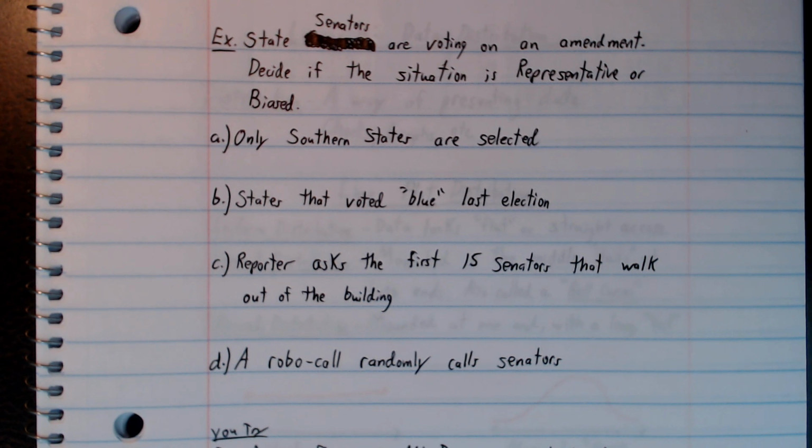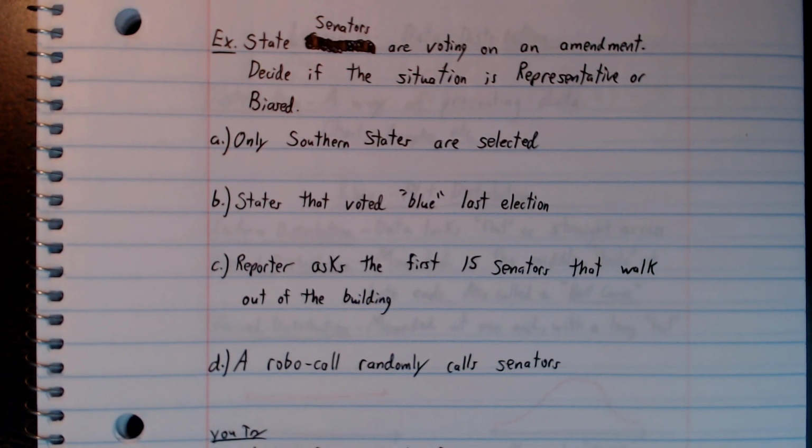So here we're talking about state senators that are voting on an amendment to something. And you need to decide whether the situation is representative or biased. State senators are usually either Democrat or Republican. There are usually a few independents, but for the most part we're talking about Democrat and Republican. Sometimes they call themselves red and blue. Red would be Republican, blue Democrat. Anyways, that's a little bit of background if you didn't know. So here you go.